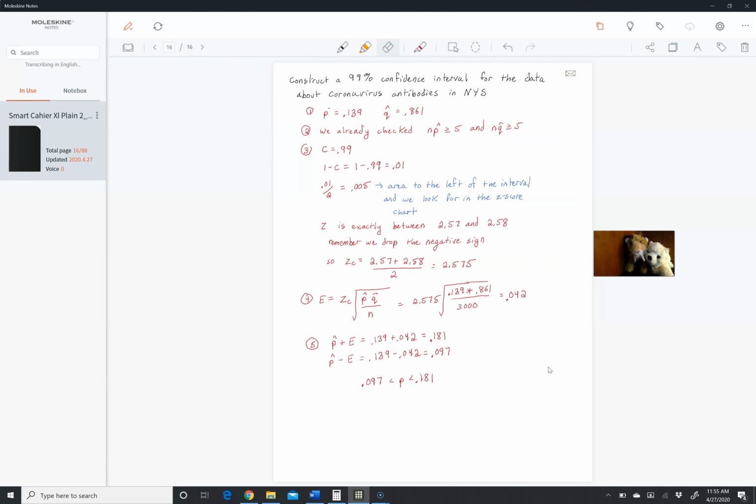Okay, in other words, there is a 99% chance that between 9.7% and 18.1% of the population test positive for antibodies.